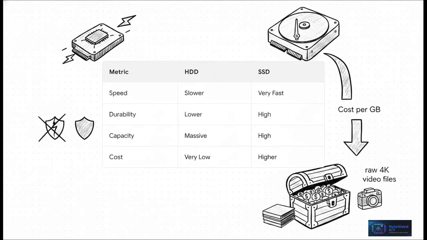Putting them head-to-head on the specs, SSDs absolutely crush HDDs in speed and durability, purely because of those zero moving parts. But hey, don't count the HDD out just yet. HDDs remain the undisputed champions for cheap, massive storage. If you need to back up, say, terabytes of raw 4K video files on a strict budget, the HDD is absolutely still your best option because of its much lower cost per gigabyte.